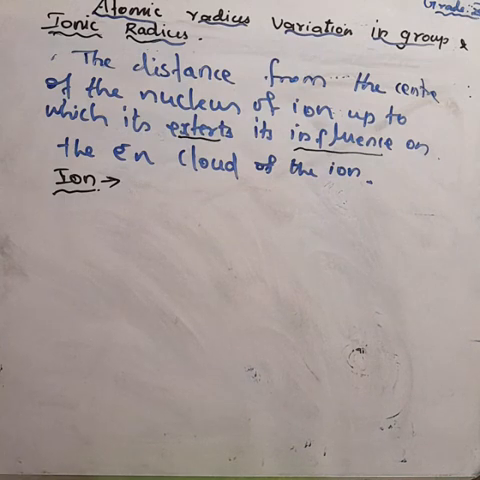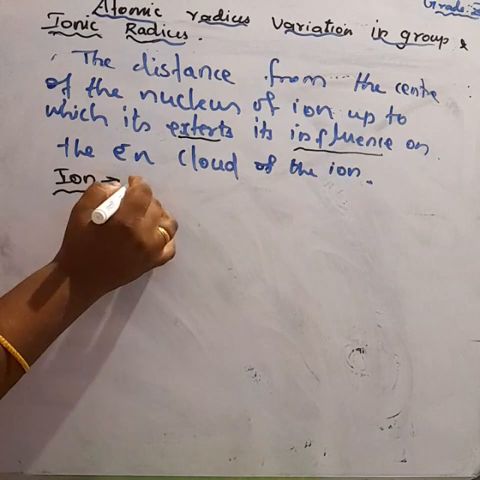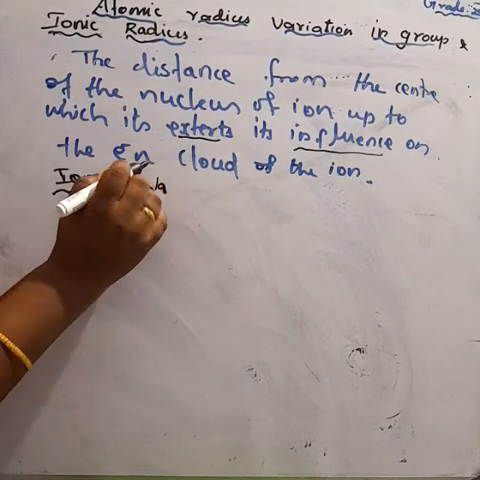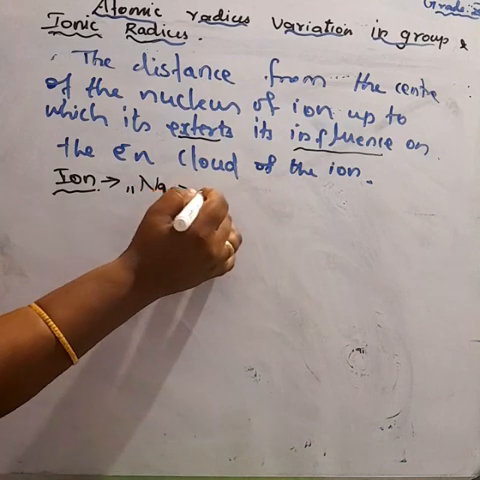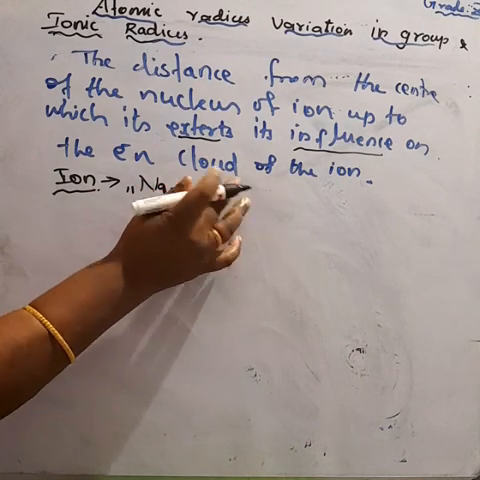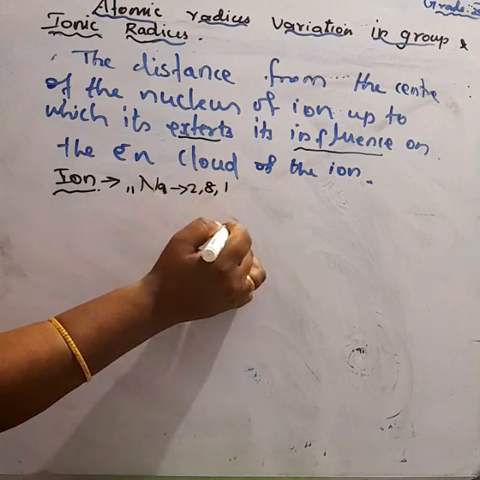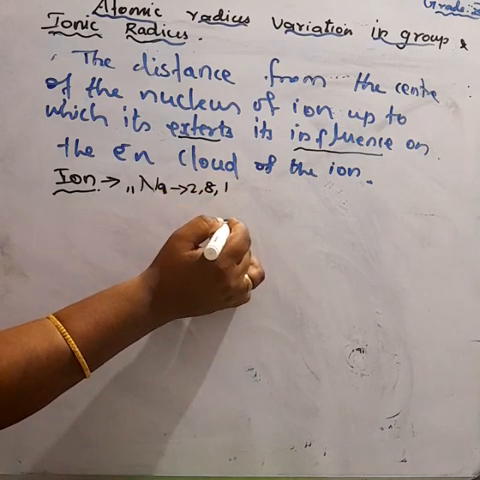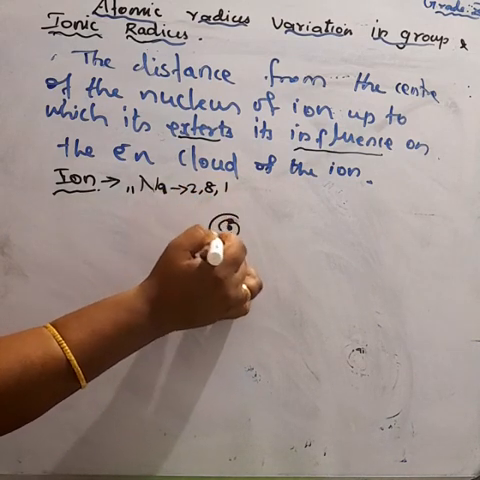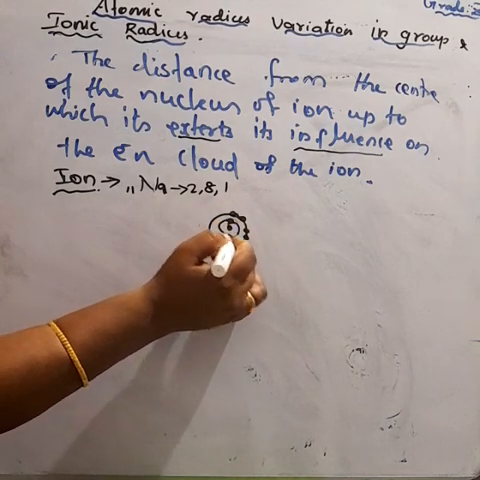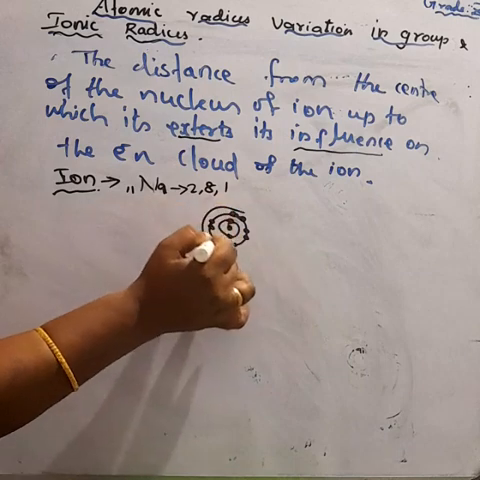We know that, for example, sodium. I am taking the sodium atom, atomic number 11. So here is the nucleus. What is the electronic configuration? 2, 8, 1. The first shell has 2 electrons, the second shell 8 electrons, and the third shell 1 electron. Understood?